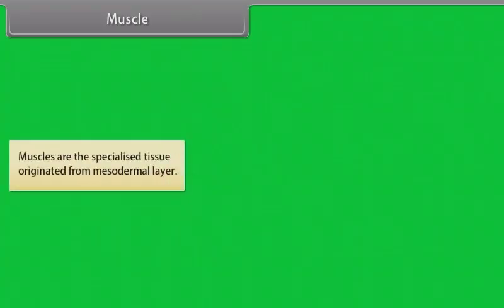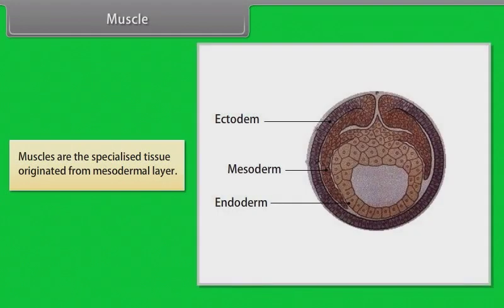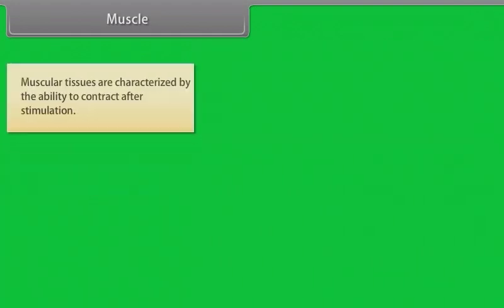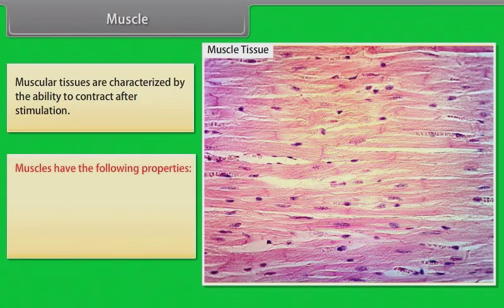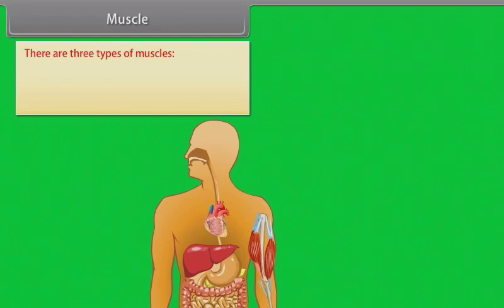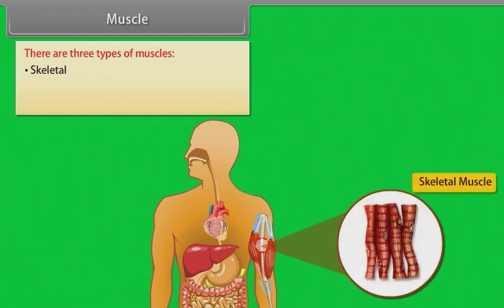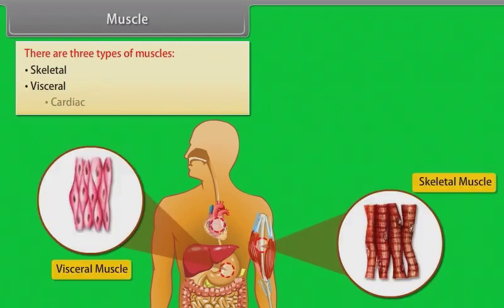Muscle. Muscles are the specialized tissues originated from mesodermal layer. Muscular tissues are characterized by the ability to contract after stimulation. Muscles have the following properties: excitability, contractility, extensibility, and elasticity. There are three types of muscles: skeletal, visceral, and cardiac.